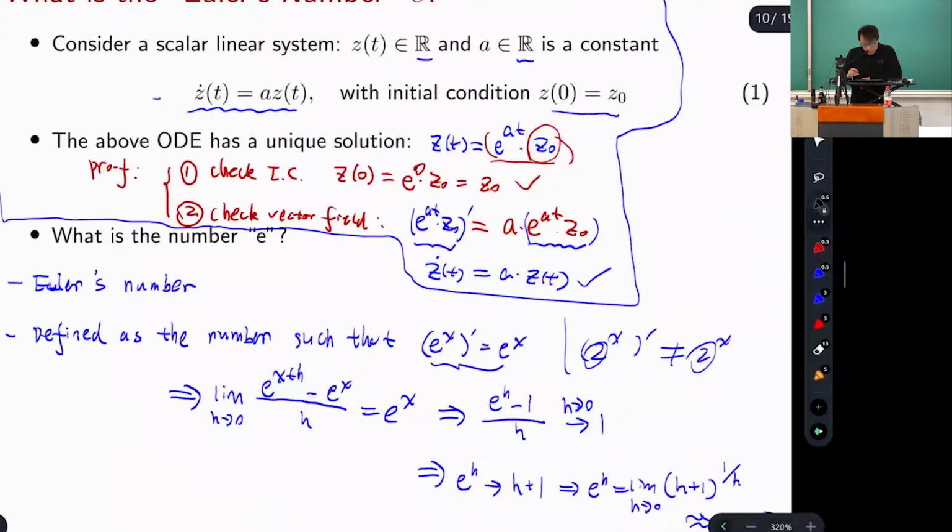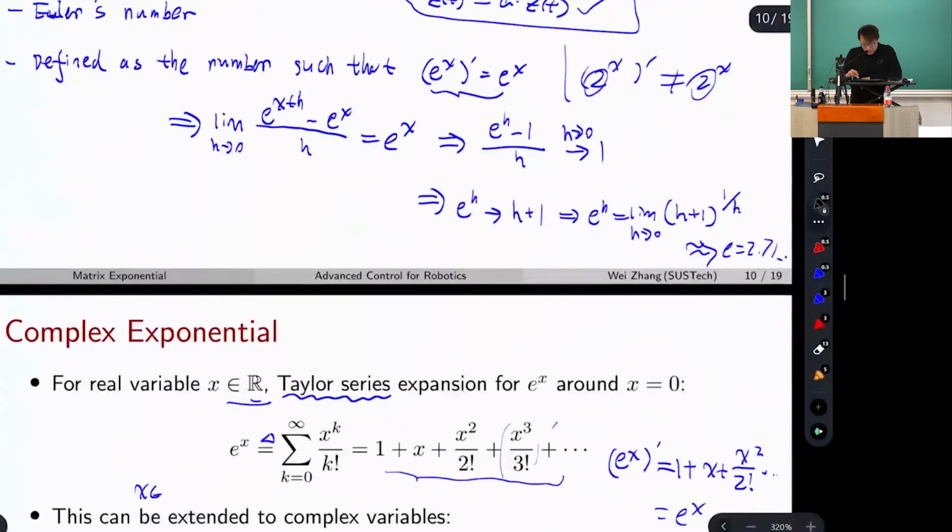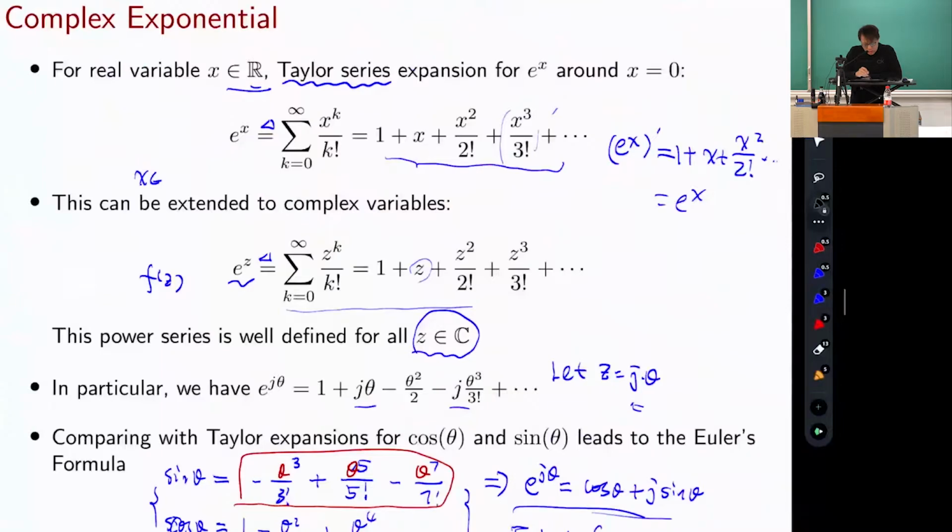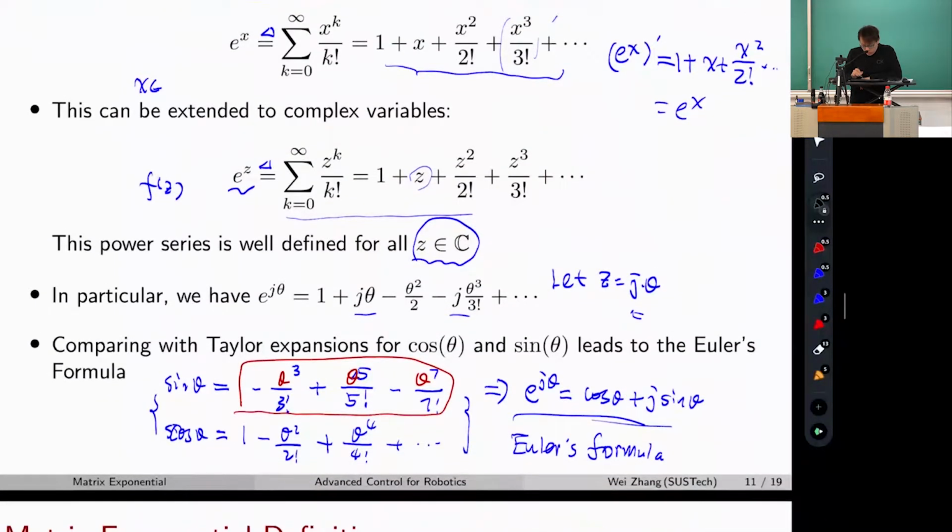We briefly recall what the exponential number e is, and the exponential function can be defined in many equivalent ways. This is one way to define the exponential function, which is through the Taylor series. This definition of the exponential can be generalized to not only real numbers, but also complex numbers, which is where we get Euler's formula. And it can also be defined for matrices. That's where the matrix exponential comes from.